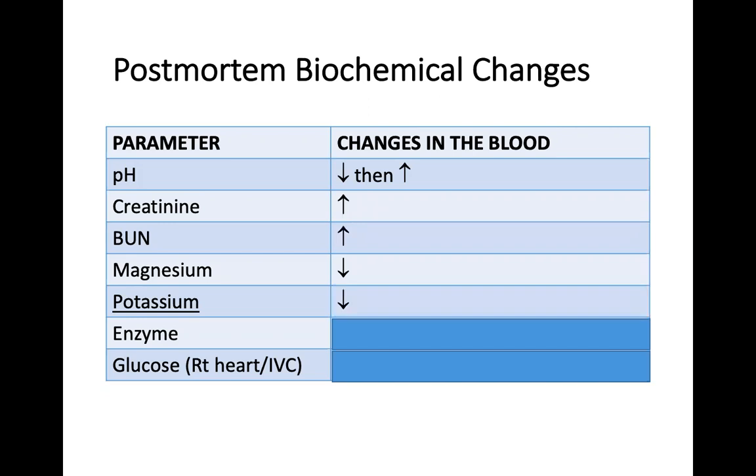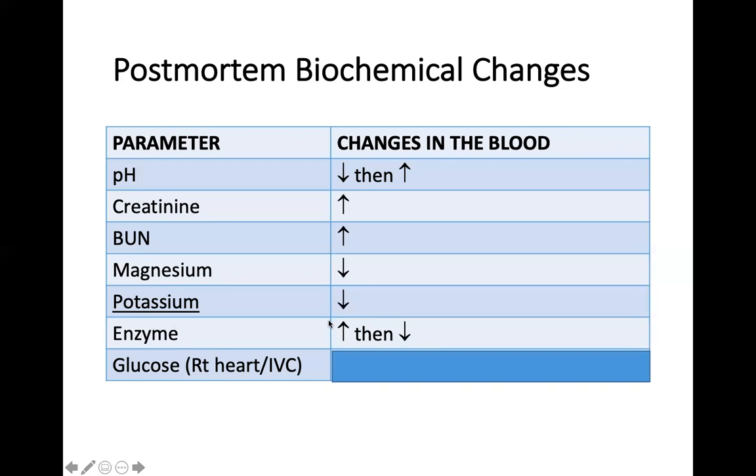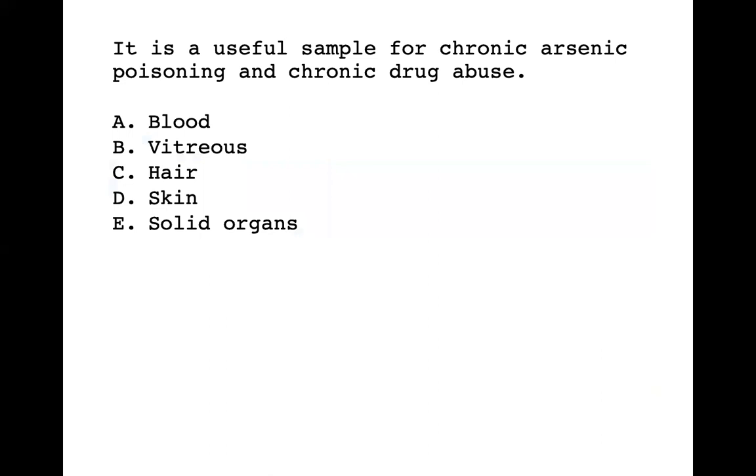Magnesium is decreased, potassium is decreased. So, tandaan nyo yung ano na yan, ha? Itong nakababa. While your enzyme, initially increase siya, and then pag naubos yung mga substrate natin, of course, magiging decrease siya. And glucose, usually examined using the right heart blood or the inferior vena cava. Increase siya initially kasi ginagamit pa nga, di ba, may glycolysis pa din tayo. Pag naubos na, eventually, bababa siya. So it is a useful sample for chronic arsenic poisoning and chronic drug abuse.